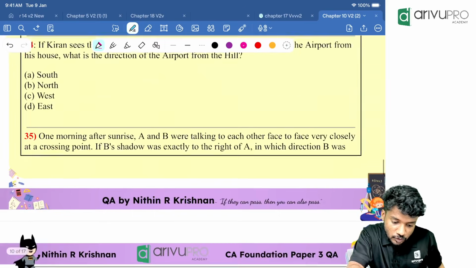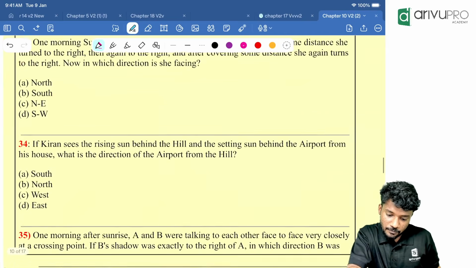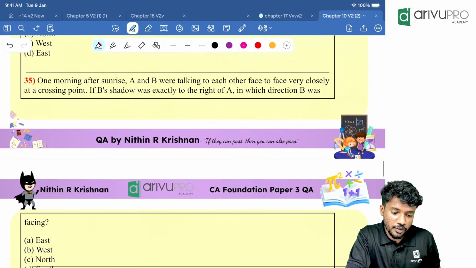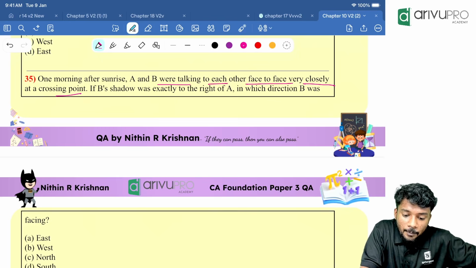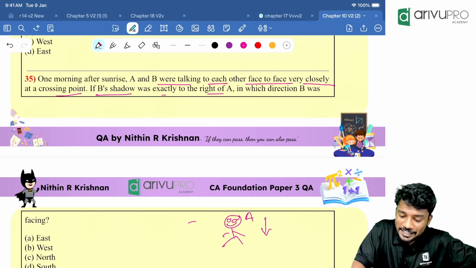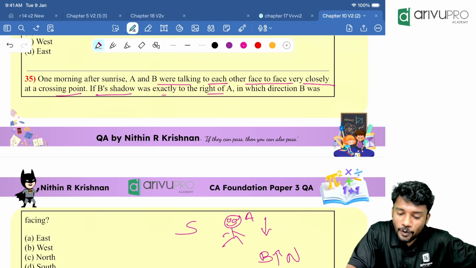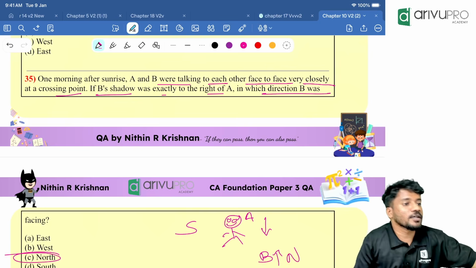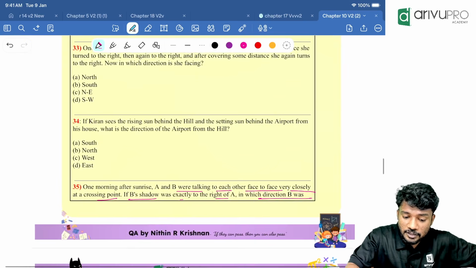Next question. Have a look at this beautiful question. One morning after sunrise, A and B are talking to each other face to face, very closely, at a crossing point. B's shadow was exactly to the right of A. The shadow is coming on the right side of A, which means A will be looking in the south direction. Then B will be looking in the opposite direction, that is north. In which direction is B facing? The answer is north. Within a few seconds you got the answer. These are the first type of question which can come with respect to shadows.